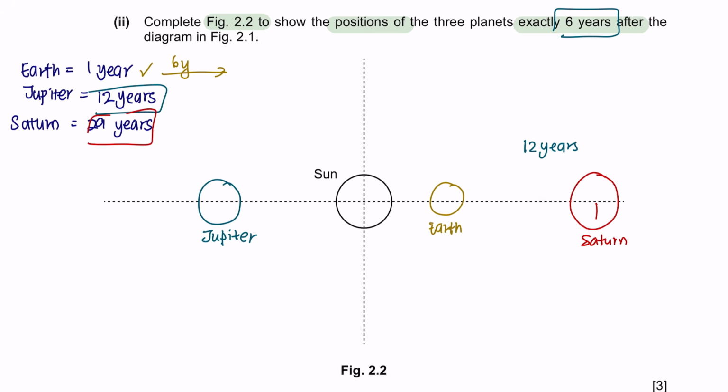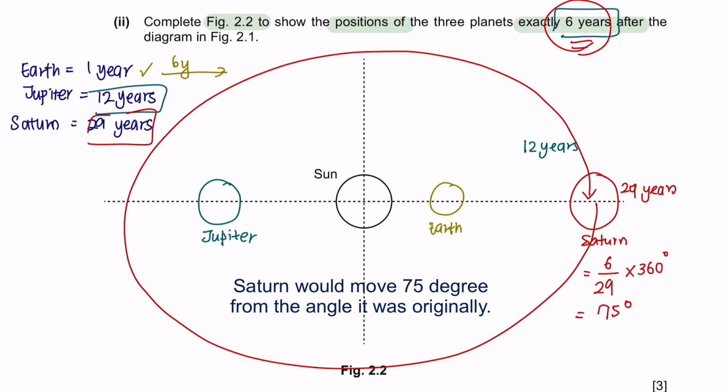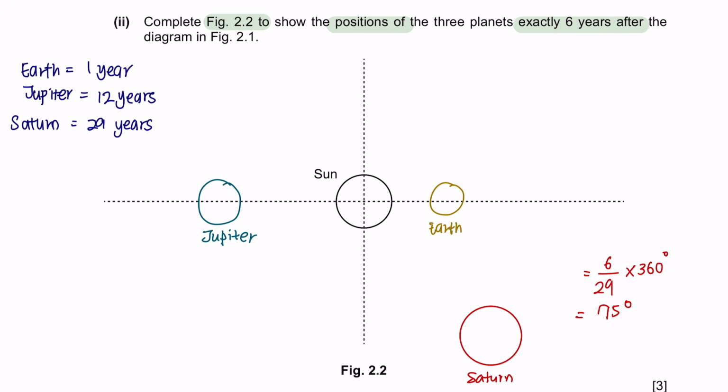And for Saturn, we know that it takes 29 years to go around the Sun and come back to its original position. So now we need to find the position of Saturn after 6 years. With a little bit of math, 6 over 29 multiplied by 360 degrees, because a full circle is 360 degrees, we would get an angle of approximately 75 degrees, meaning that 6 years later, Saturn would have moved 75 degrees, which is approximately somewhere around here. So this will be all the positions of the three planets exactly 6 years after.